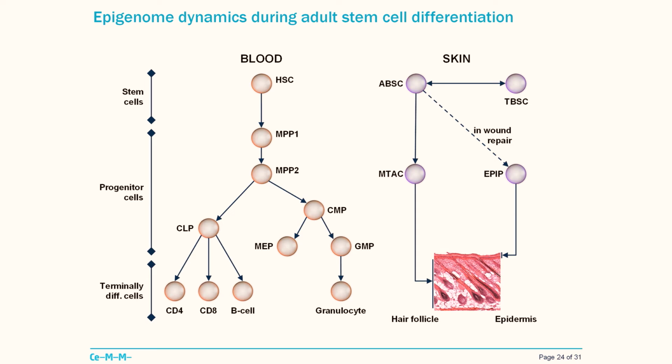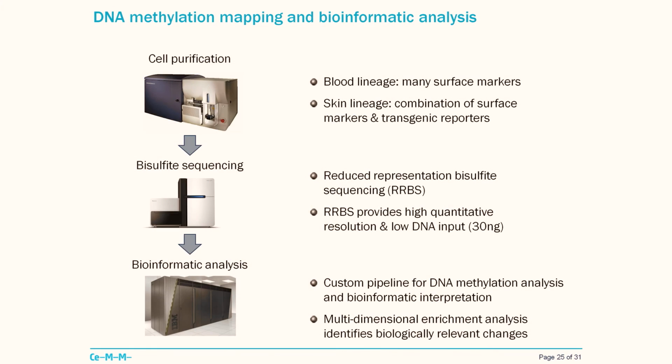was trying to figure out what happens to DNA methylation during adult stem cell differentiation. On the left-hand side, you see the tissue differentiation hierarchy in the blood, and on the right-hand side in the skin, with the stem cells on top, progenitor cells, and then terminally differentiated cells at the bottom. Our colleagues sorted these cells out for us, Derrick Rossi for the blood lineage and Elaine Fuchs' lab for the skin lineage, purifying highly pure cell populations, for which we then did reduced representation bisulfite sequencing.